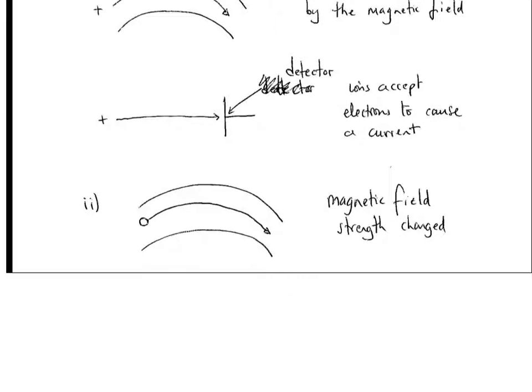State what can be adjusted in the mass spectrometer to enable ions formed by the different isotopes to be directed onto the detector. It's all about changing the strength of the magnetic field.